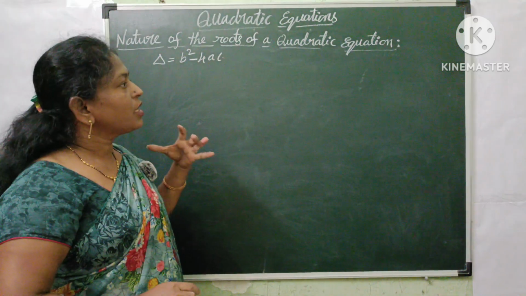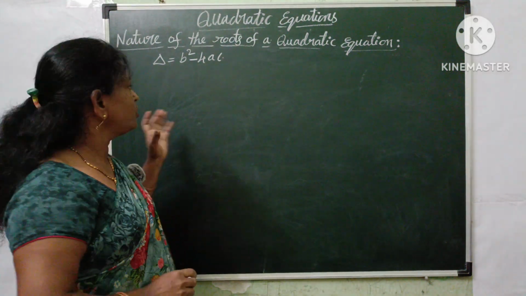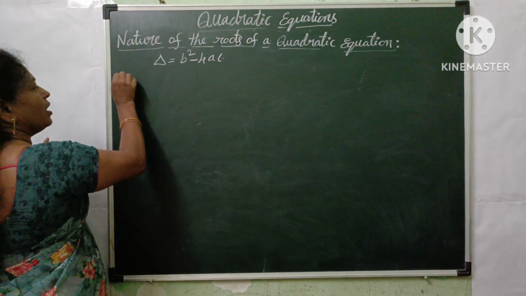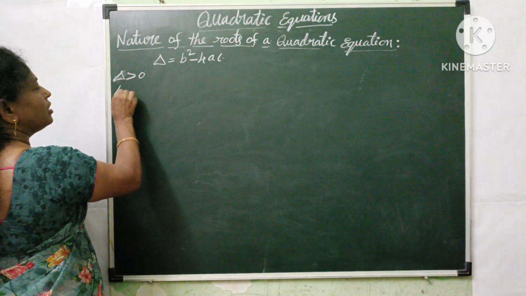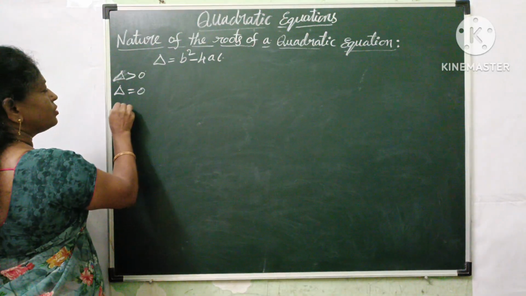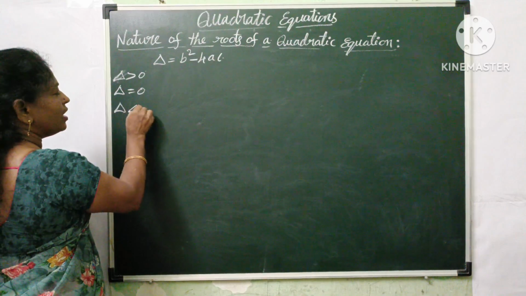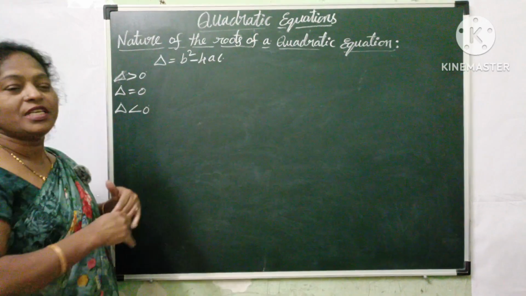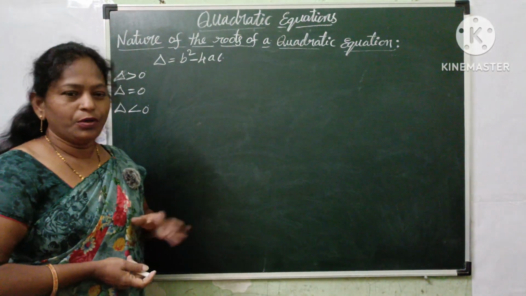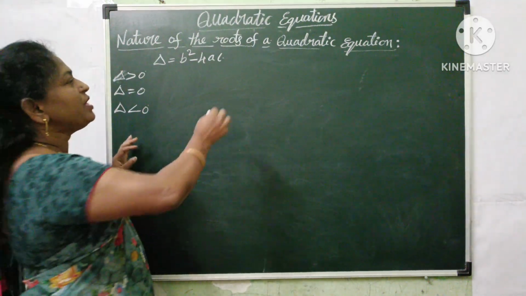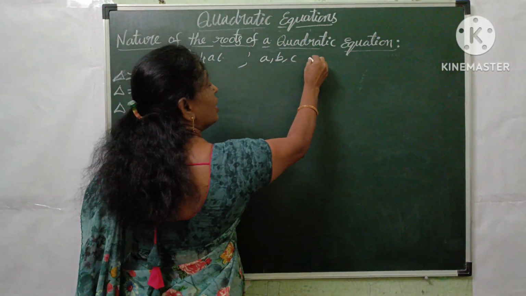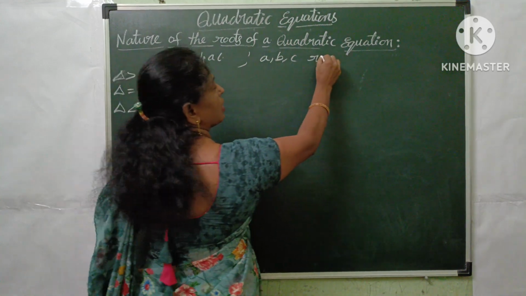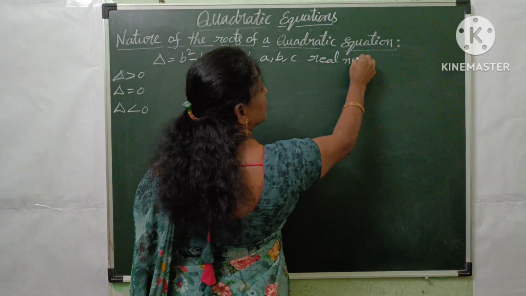So here what are the natures? We have to see. First one, delta greater than 0, then delta equal to 0, and delta less than 0. Then what is the nature we have to do now? Now here a, b, c are real numbers. Then the roots are real numbers.